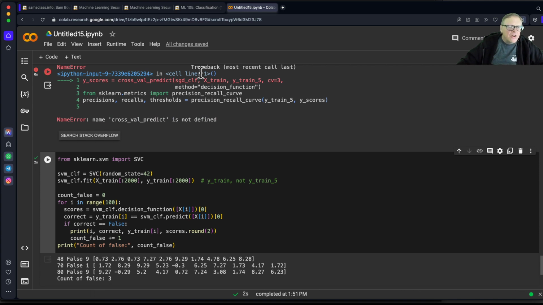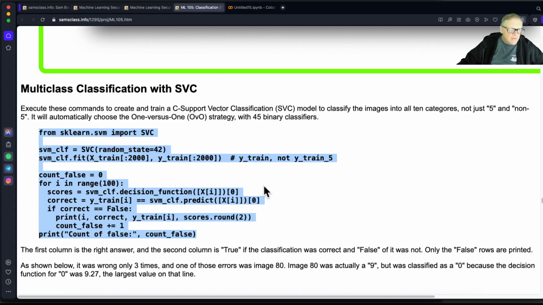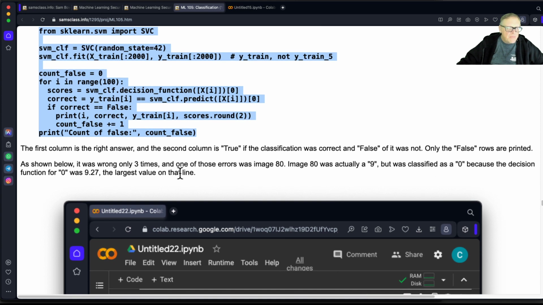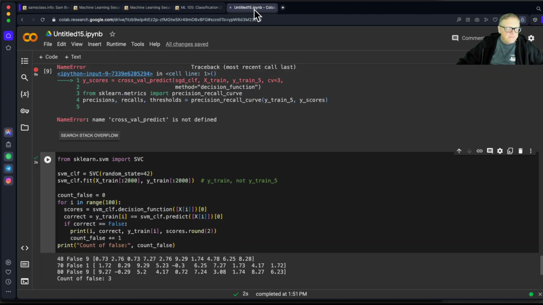And so here are some sample outputs. The first column is the right answer, and the second column is true if it was correct and false if it was not. And it prints only the wrong ones. So it was wrong 3 times, and one of them was image 80. Here the right answer is 9. Here is the raw score for each of the categories, 0, 1, 2, 3, 4, 5, 6, 7, 8, 9.